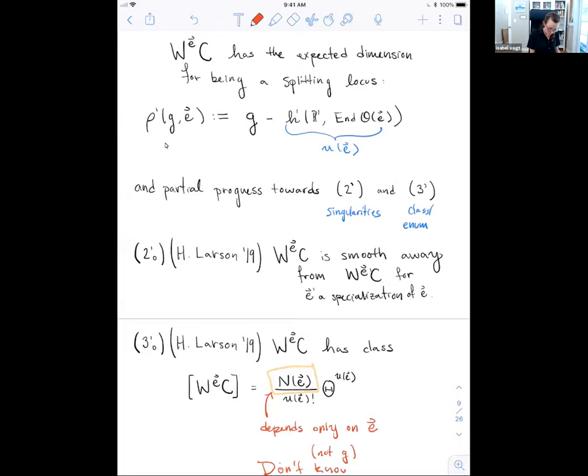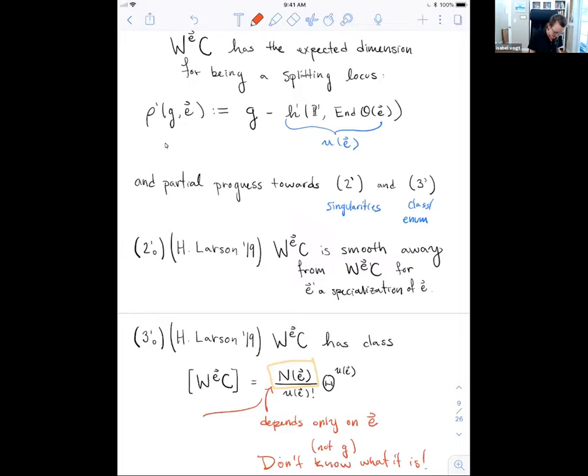And in particular, since I've separated out this U of E factorial, another description of it is the number of points in W_E of C when rho prime of g, E is zero, so when it's finite. But we don't know what it is.